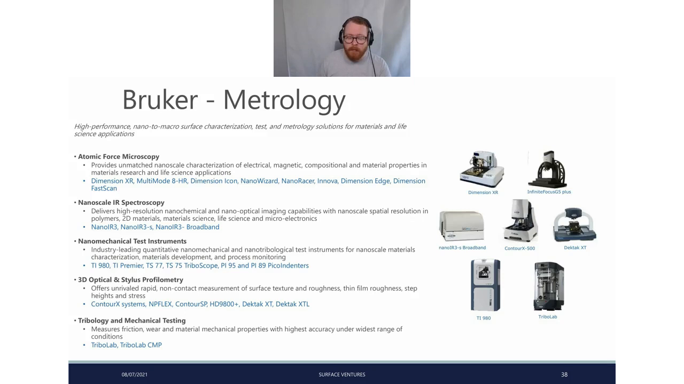So Bruker have a lot of different metrology equipment, from atomic force microscopes of various different types, nanoscale IR spectroscopy, nanomechanical test instruments, one of which will be demoed, the TI-980 nanoindenter, 3D optical and stylus profilometers, the Contour X systems, NP Flex.